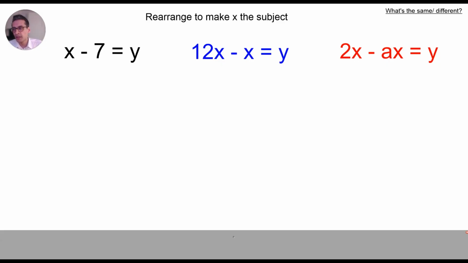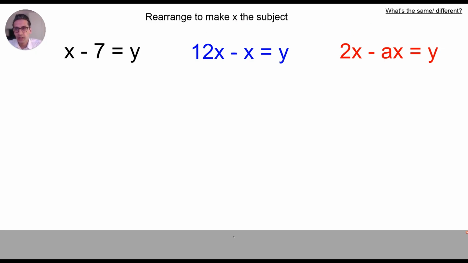Continuing with rearranging, we're going to look at some of the harder type of questions with rearranging. Now, I just want you to spot the main differences and similarities between these three equations. If you were asked in each case to make x the subject, what do you notice about these three equations? Maybe have a go at trying to make x the subject for all of these and see what happens.